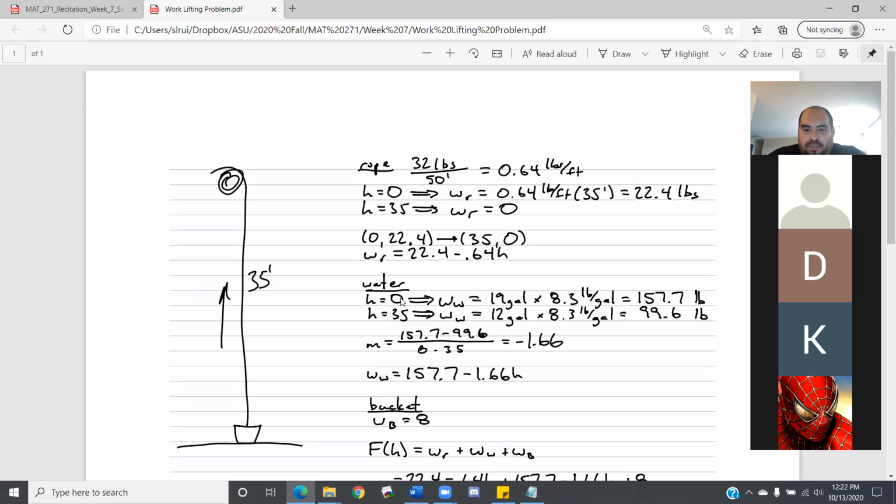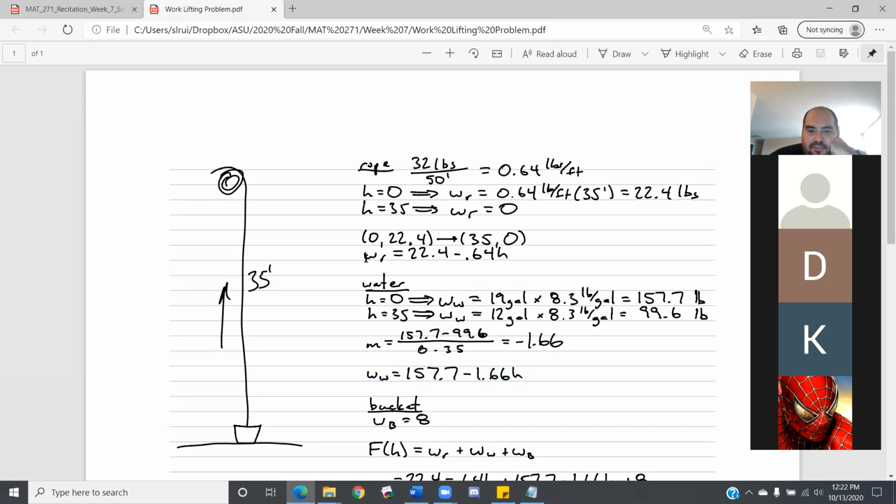All right, so same kind of idea with the water. You are told that at the bottom, the bucket is holding 19 gallons of water. At the top, it's holding 12. And you're also told that water spills out of it at a constant rate, so a linear rate. You're also given a conversion factor to convert from gallons to pounds. So I know the initial weight is 157.7 pounds. Final weight is 99.6 pounds, which gives me a slope of negative 1.66 pounds per foot. And then I can use that to build my linear function here. 157.7 minus 1.66 h.